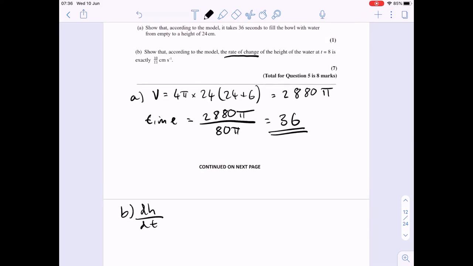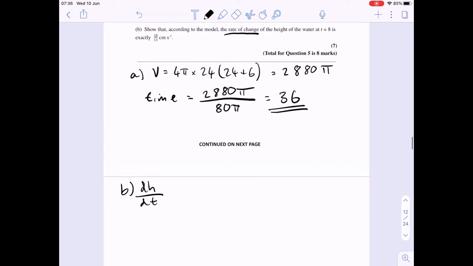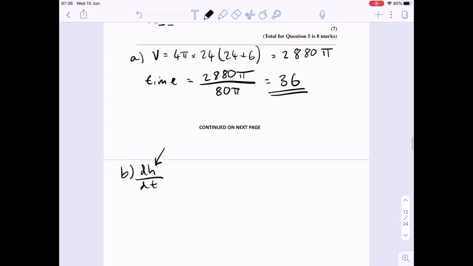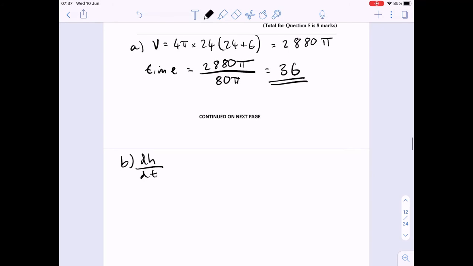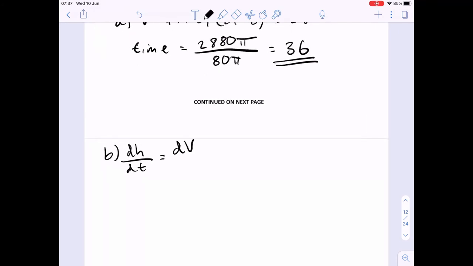Okay, at t equals 8 is exactly 10 over 13 centimeters per second. So again, the unit gives this away, it's just centimeters, it's not centimeters cubed per second, so it's height over time. So this is what I'm trying to find. Now I've already mentioned above that we have dV by dt. So what I need to do is I need to times that by dh by dV.